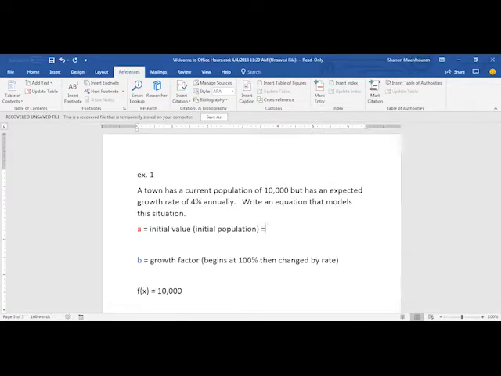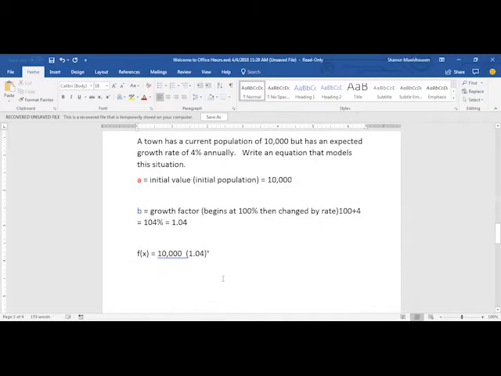Our initial value, which is going to be 10,000 in this case, and our growth factor, which remember begins at 100%. We have a growth rate of 4%, which written as a decimal is 1.04. Those are the two parts of our exponential equation, a, the initial value, and b, the growth factor, which is changed by some rate. Let's look at another example.